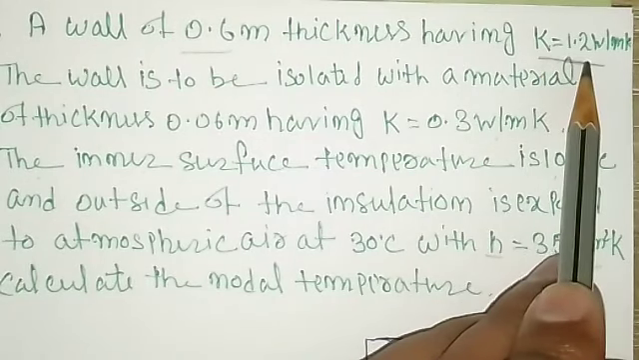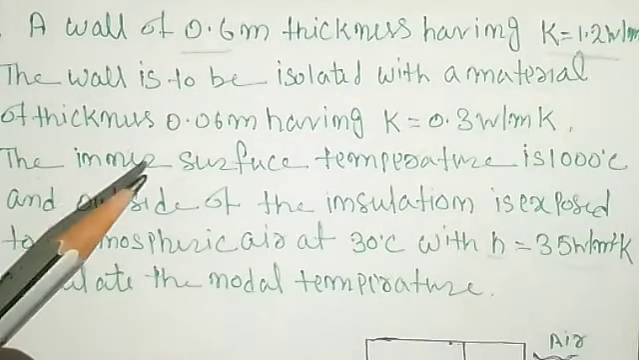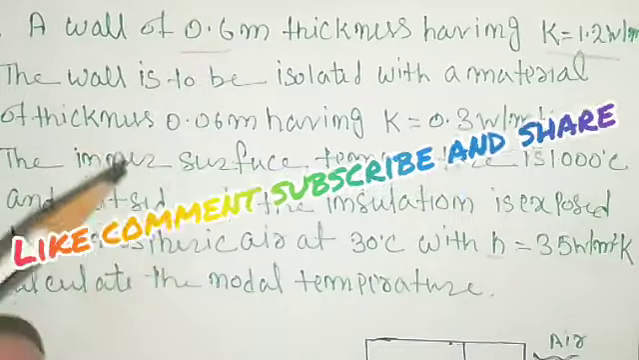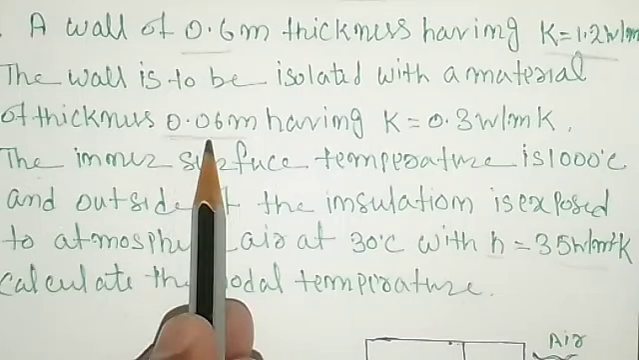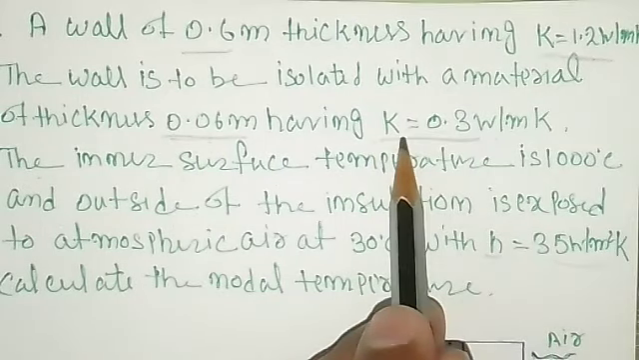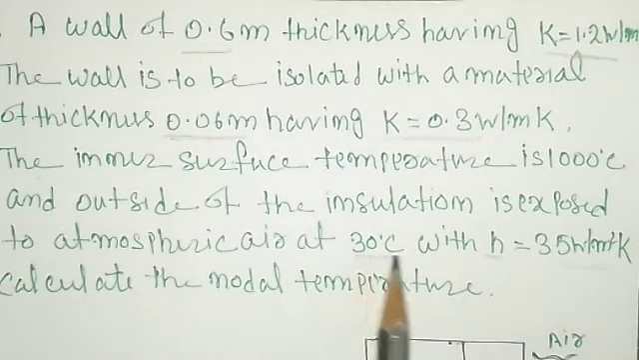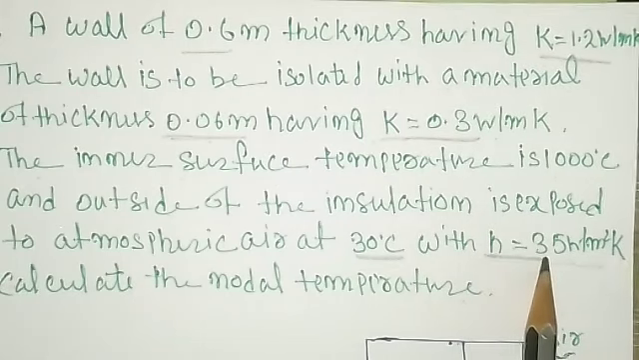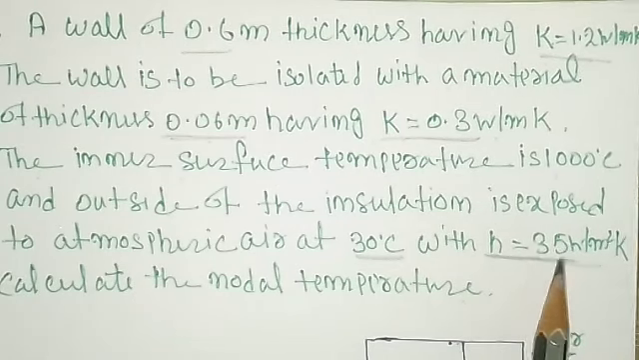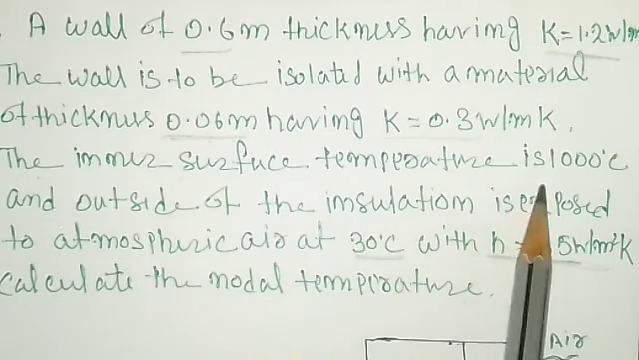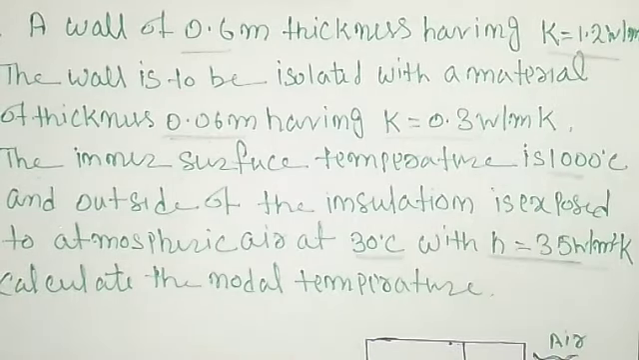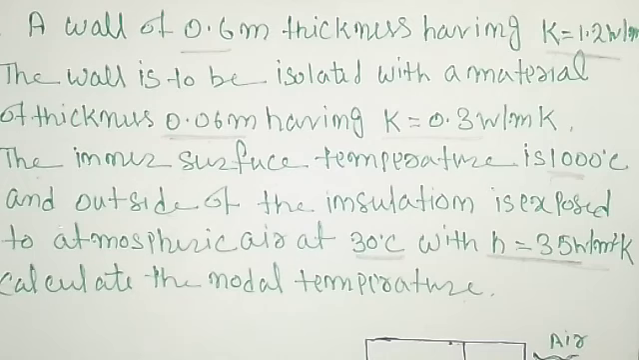of that material is 1.2 watt per meter Kelvin, and that 0.6 meter wall is insulated by a thickness of 0.06 meter whose thermal conductivity is this, and that insulating material is exposed to the atmospheric air whose temperature is 30 degrees centigrade and the air heat transfer coefficient is 35 watt per meter square Kelvin. The inner surface temperature is 1000 degrees centigrade, that is the wall temperature. We have to find out the nodal temperature, meaning the intermediate temperature between the wall and insulation and the outside temperature of the insulation material, right?